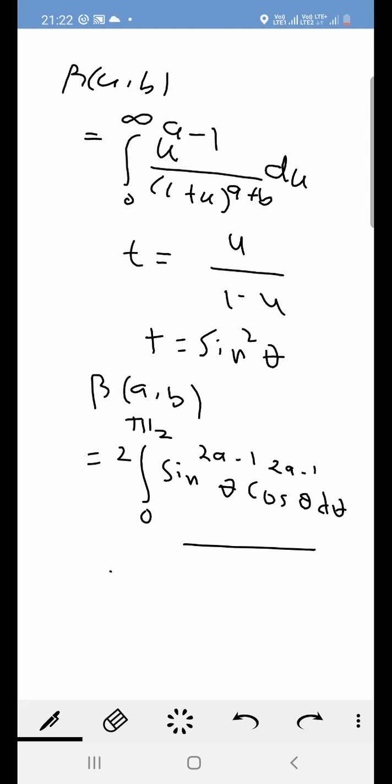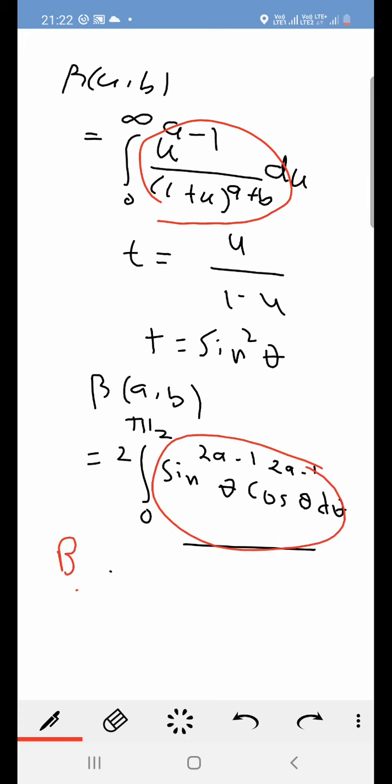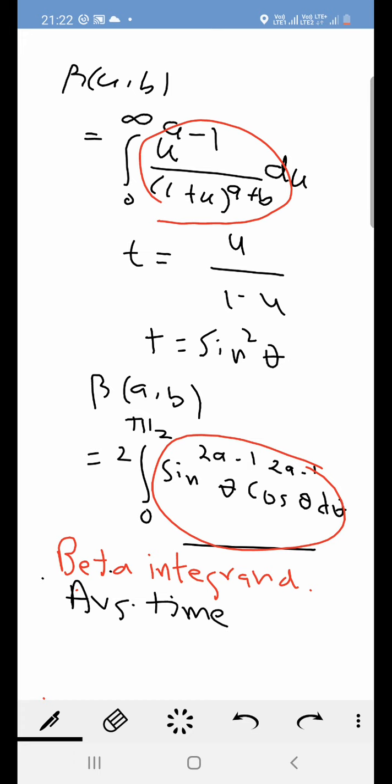Now this is called the beta integrand. Either this or this is called the beta integrand, on which the integration is done to calculate the beta function. The beta function is also used to estimate the average time of completing selected tasks in time management. So this is all about the beta and gamma functions.